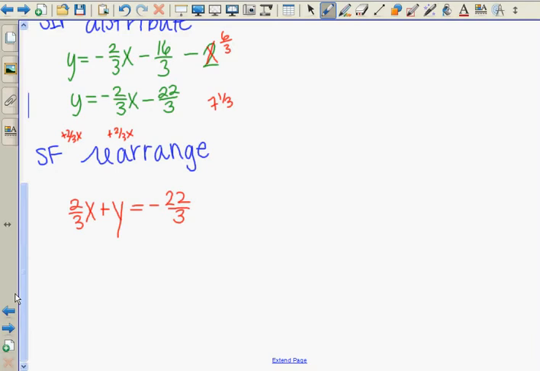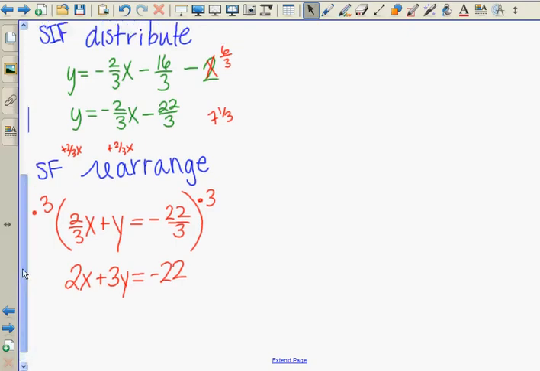And I would have 2/3 x over with that, it's a positive y, and I would have it equal to negative 22 thirds. And a lot of times in standard form you don't see fractions, so we might choose to multiply this whole equation by 3 on both sides. Remember, you can do whatever you want as long as you do it to both sides. So if I multiply by 3, that would give me 2/3 times 3 is just a 2. 1y times 3 is a 3. Negative 22 thirds times 3 is a negative 22. And that would be my standard form.